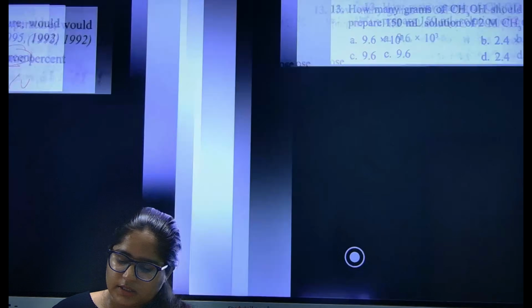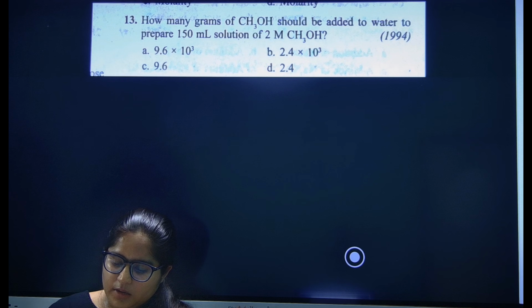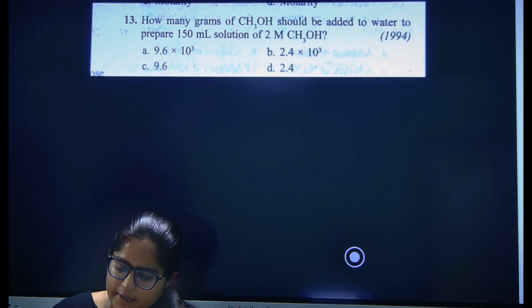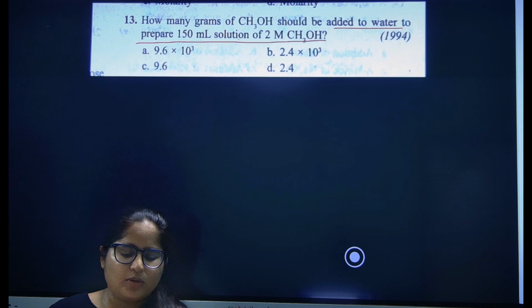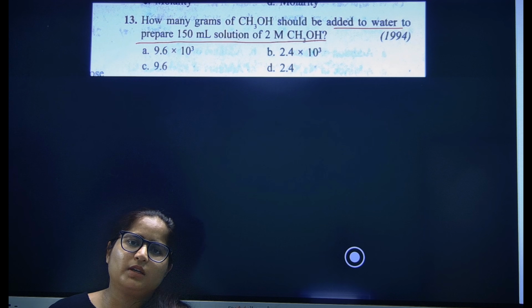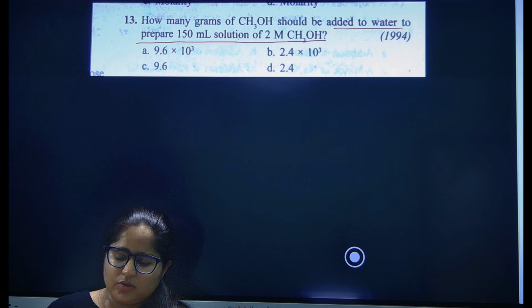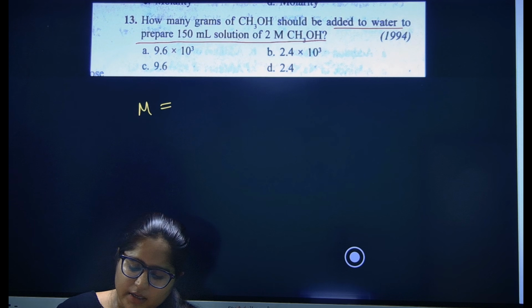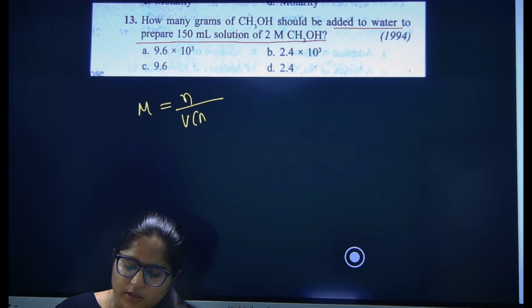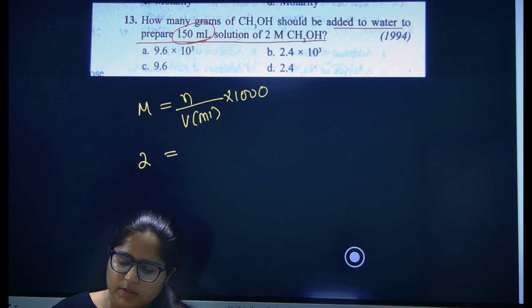Now let us see question number 13. How many grams of CH3OH should be added to water to prepare the solution? Again, this preparation type of question is coming, right? So either you do M1 V1 equals M2 V2, or if molarity is given, you just use the molarity formula: molarity equals mole by volume in ml multiplied by 1000. Why am I taking ml? Because in the question it is 150 ml. Molarity is 2, and mole is given mass by molar mass. The given mass is what they are asking.